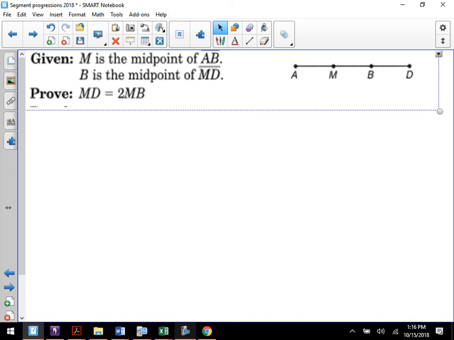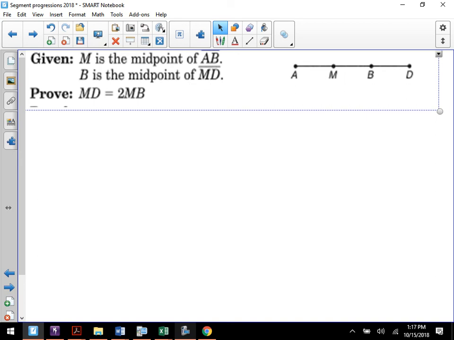Here's an example of two midpoints, which means when I write them out, I'm going to write them out separately. You're given that M is a midpoint of AB, and you're given that B is a midpoint of MD. Before we start drawing up the two columns, after you write out the two givens and what you're supposed to prove, take a second and look at the diagram. What can you mark up on your diagram?